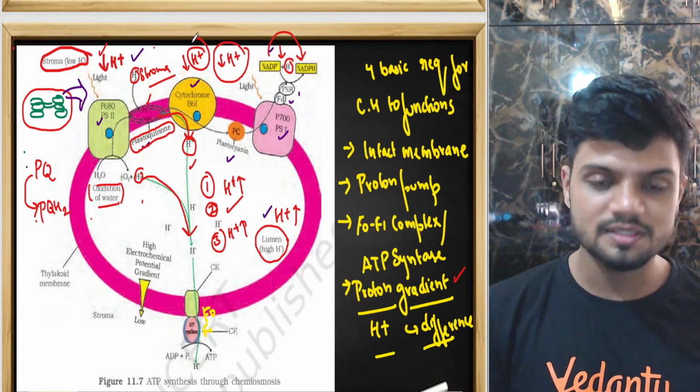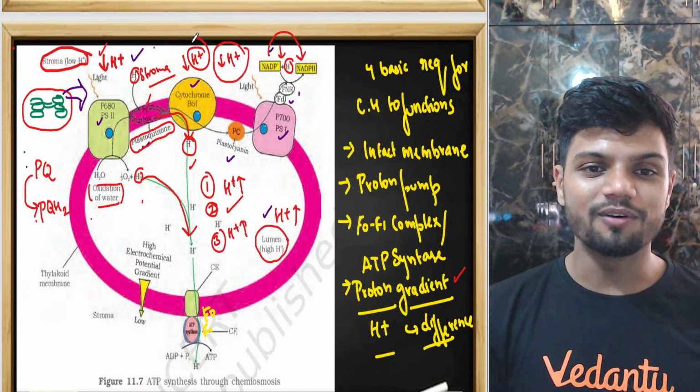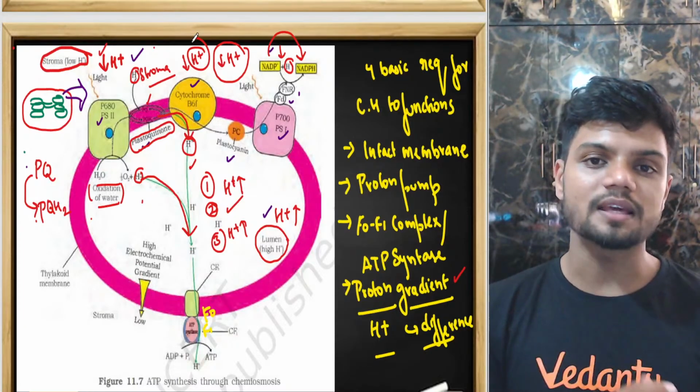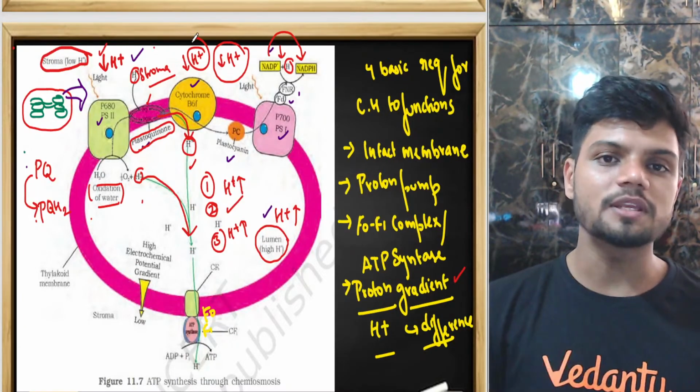So there are three different ways a proton gradient is formed, and hence ATP synthesis can happen. Now understand how ATP is formed.